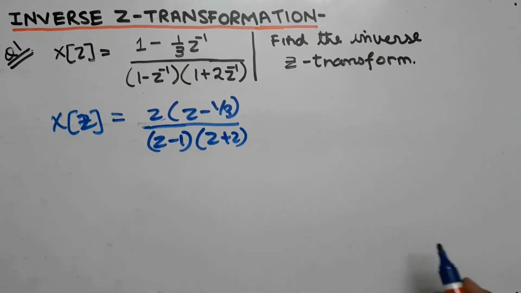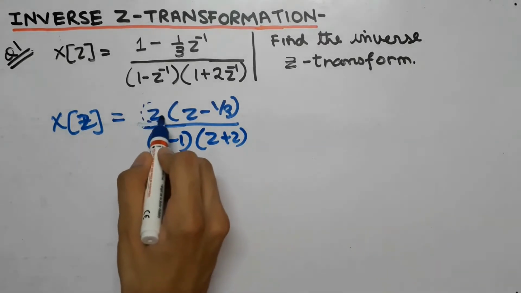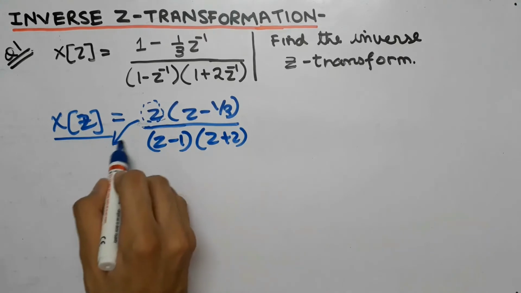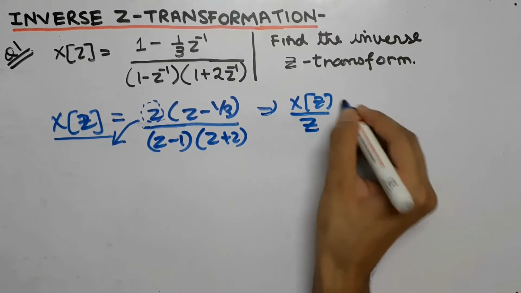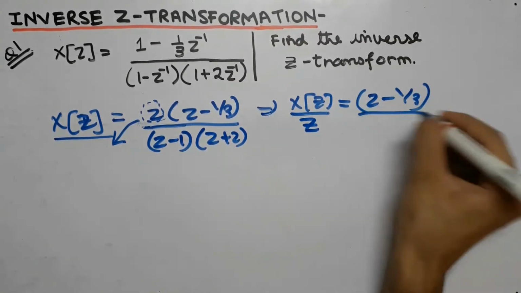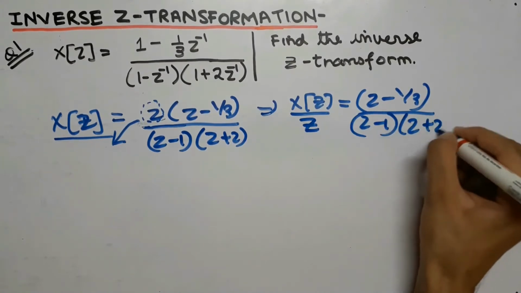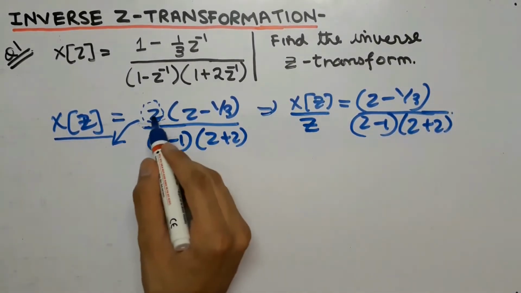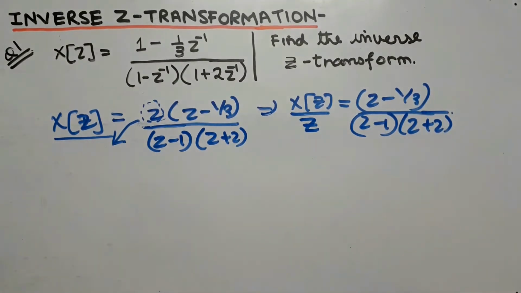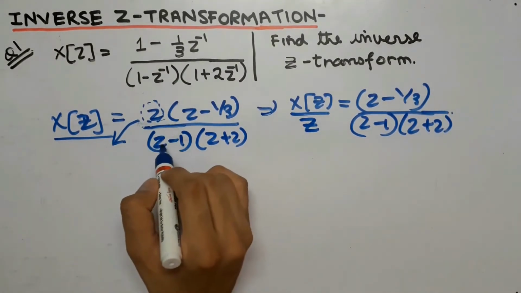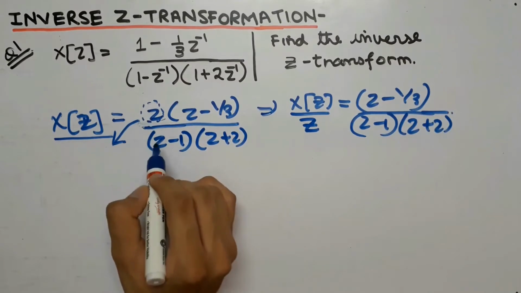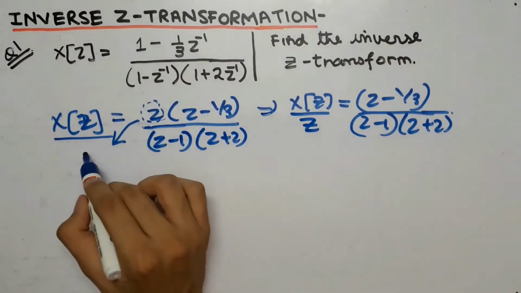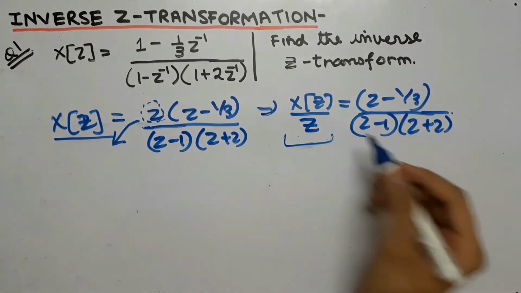And now we will apply partial fraction. But before applying partial fraction, guys, keep one thing in mind, that you will always have to bring one z to the denominator of X(z), that is over here. That is, we will write X(z) upon z is equal to (z minus 1/3) upon (z minus 1) into (z plus 2). Please remember that you will always have to bring z to the denominator of X(z) before applying the partial fraction. And if z hadn't been here, then we would have multiplied and divided by z on the RHS. That is, we would have multiplied in the numerator as well as in the denominator, and we would have brought this part over here. Now keeping this thing in mind, we will apply partial fraction.